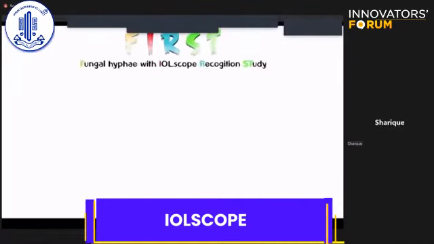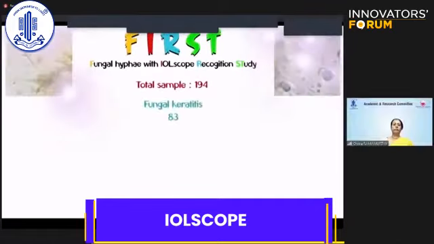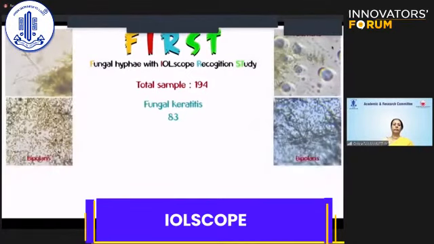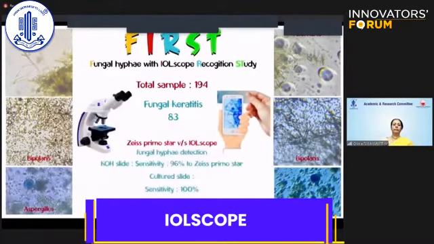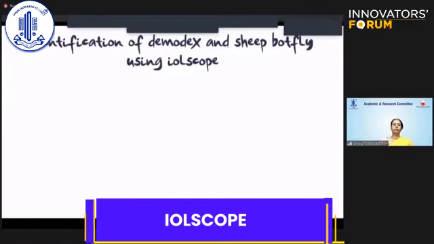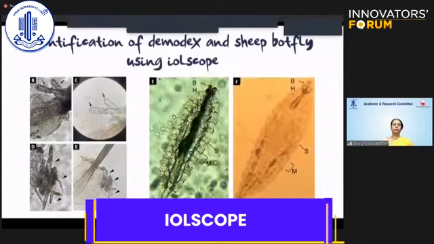We conducted a comparative study in which corneal scrapings of 194 corneal ulcer cases were analyzed using both IOLSCOPE and compound microscope. The IOLSCOPE had a sensitivity of 96% in analysis of KOH mount and 100% in the culture mount for fungal hyphae detection. We also conducted a similar study to identify parasites like Demodex and sheep botfly larvae.